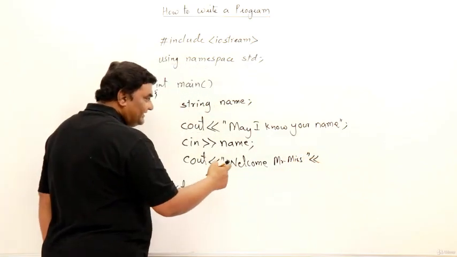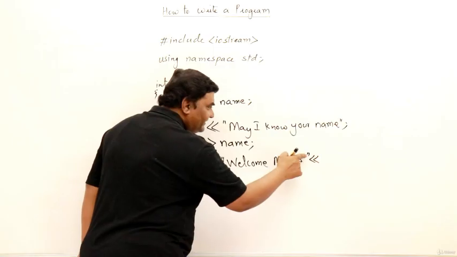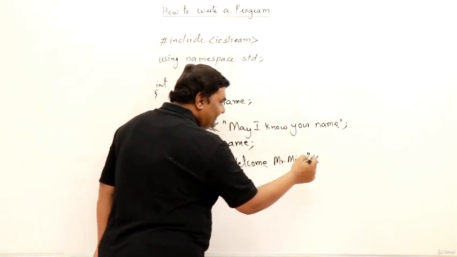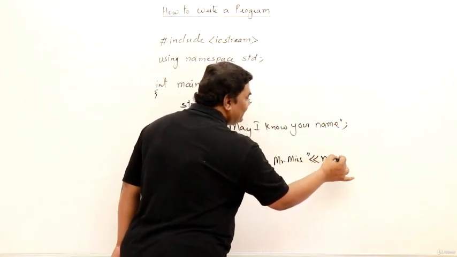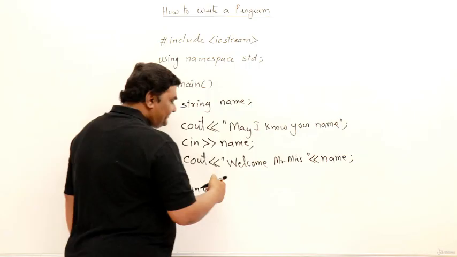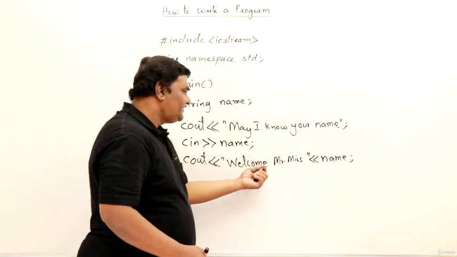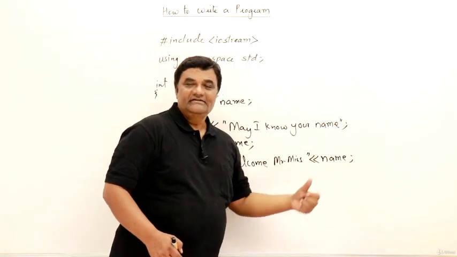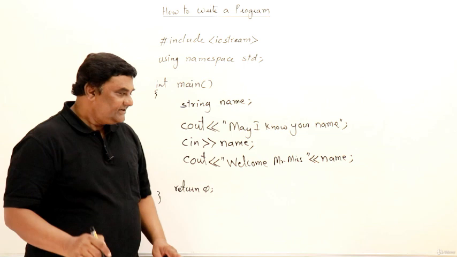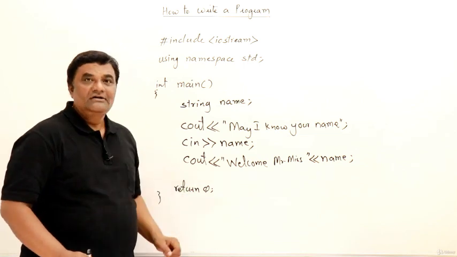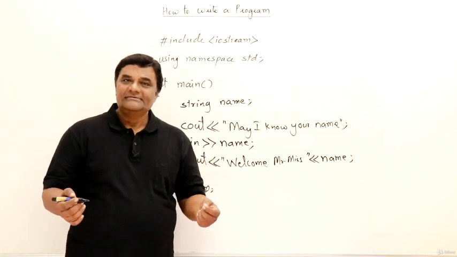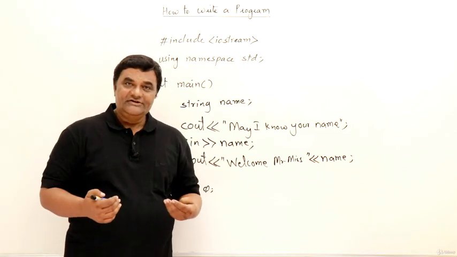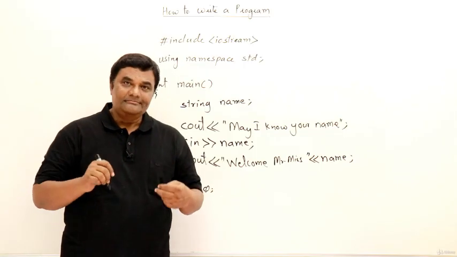For this again write on this one. See, this is enclosed in double quotes. Now the variable name should not be in double quotes. It should be directly given. So it will display a message, welcome Mr. or Miss, whatever it is, then the name. So this will give a message. That's all. End of the program. So this is a simple program for taking the name of a user and showing a welcome message.